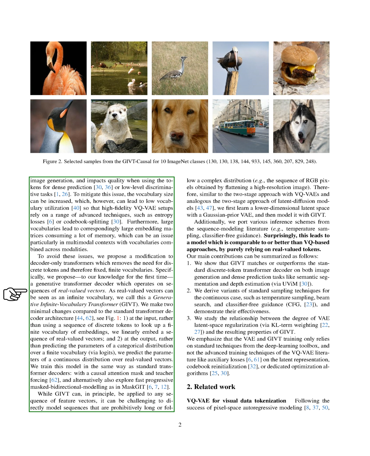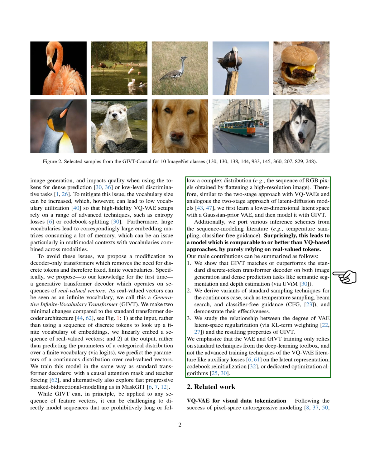While GIVT can be applied to any sequence of feature vectors, it can be challenging to model sequences that are too long or follow a complex distribution. Therefore, we first learn a lower dimensional latent space with a Gaussian prior VAE, and then model it with GIVT. We also use various inference schemes from the sequence modeling literature. Our findings show that GIVT matches or outperforms the standard discrete token transformer decoder on both image generation and dense prediction tasks. We also derive variants of standard sampling techniques for the continuous case and demonstrate their effectiveness.